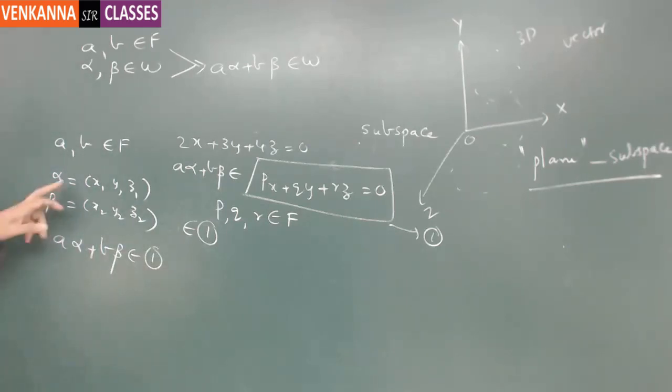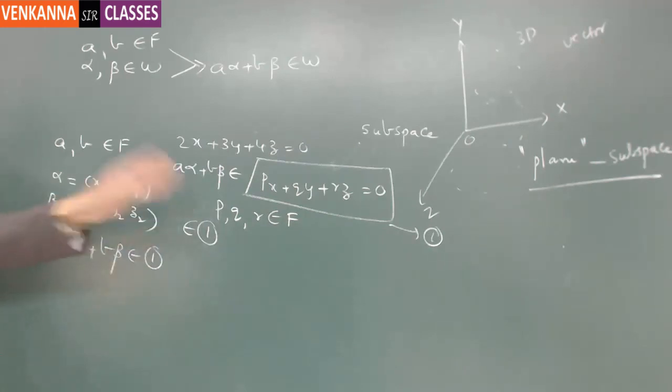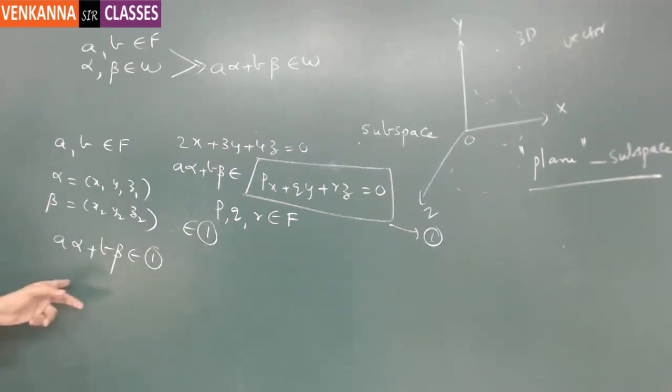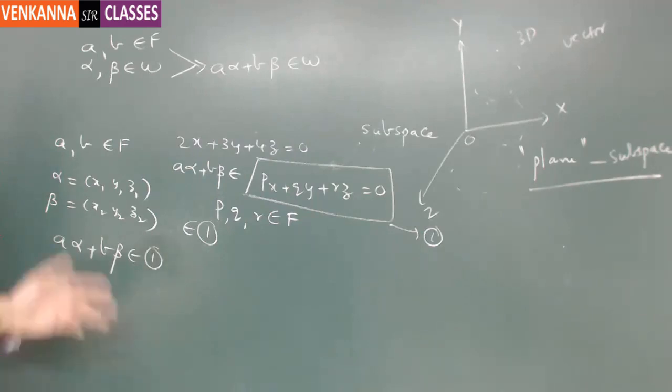Please understand that alpha belongs to this plane means alpha is a point which satisfies the plane equation. In other words, alpha lies on the plane. Similarly, beta belongs to the plane means beta is a point which satisfies the plane equation. So if I want to prove that A alpha plus B beta belongs to the plane, A alpha plus B beta must satisfy the plane equation. Accepted? Did you get the logic? All of you? Right. So let us go for it.